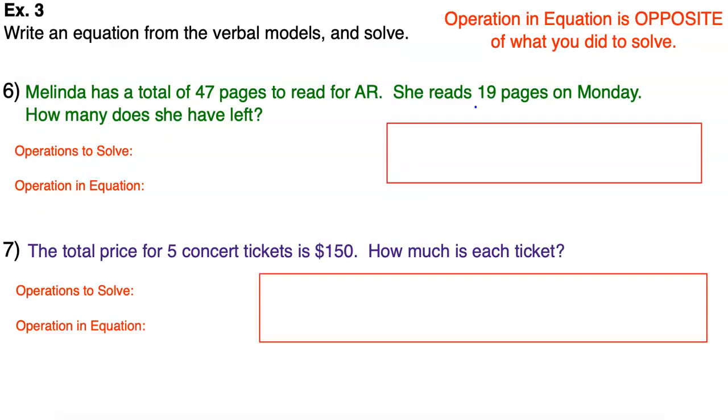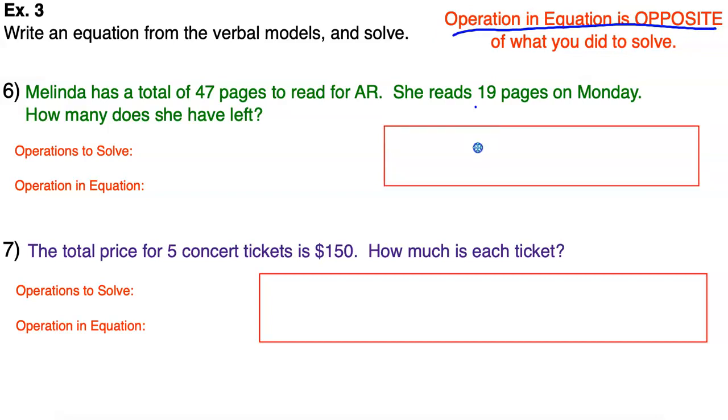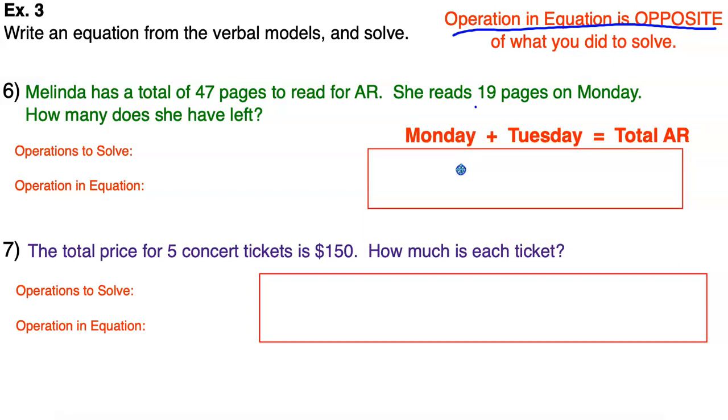All right, we're just going to look through a few of these story problems. So the first story problem said Melinda has a total of 47 pages to read for AR. She reads 19 pages on Monday. How many does she have left? So if you think about this, we'd probably do subtraction. So when you write an equation for this, you're going to be thinking, well, the opposite of subtraction would be to add. So when we set up our initial equation, it's going to use that addition.